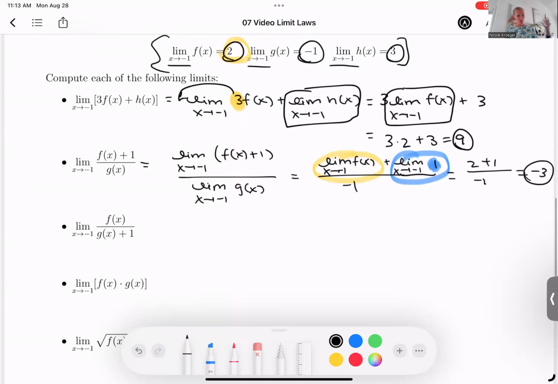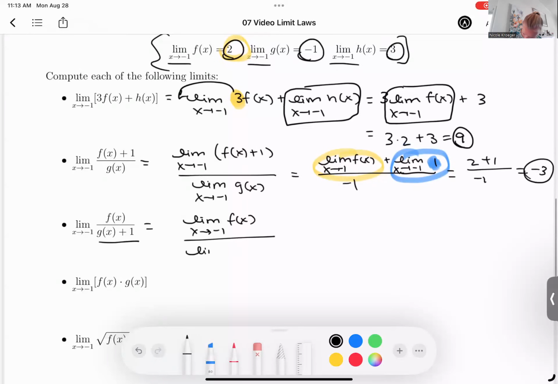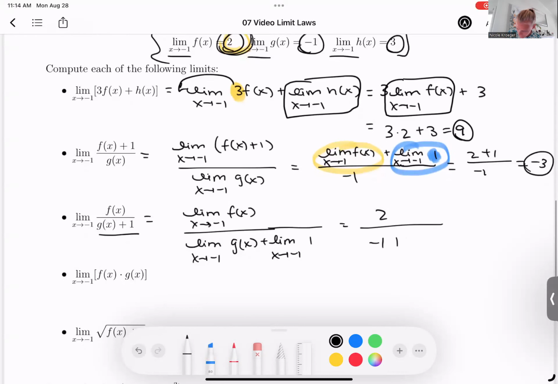So we're going to keep going. Once again, we can divide the division up. So I have the limit as x approaches -1 of f of x. I'm going to be lazy and skip one step in this one. So I'm going to divide here, but I have addition, so I'm going to use limit law number 1 on that addition as well. So I have the limit as x approaches -1 of g of x plus the limit as x approaches -1 of 1. My numerator is 2 from up here. The g of x approaches -1, plus 1. We get 2 over 0.